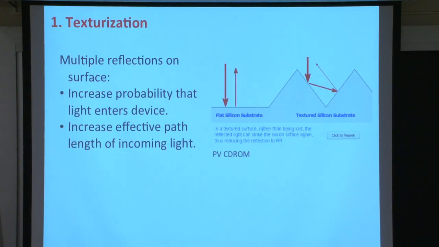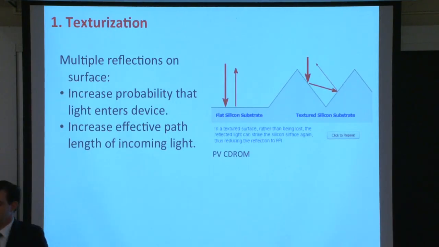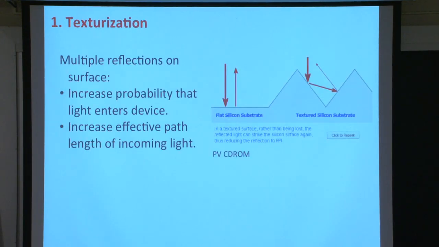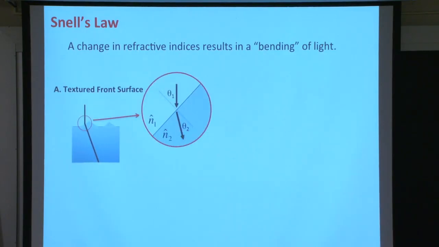So texturization increases the probability that light will enter the device. And what it also does, this is a secondary benefit, is it increases the path length, the effective path length of the incoming light. And the way to understand that particular phenomenon is called Snell's law. Well, even in the absence of Snell's law, no, let's go there. So we have a texturized front surface. What's happening? Well, as the material goes from one medium to another, the refractive index changes.